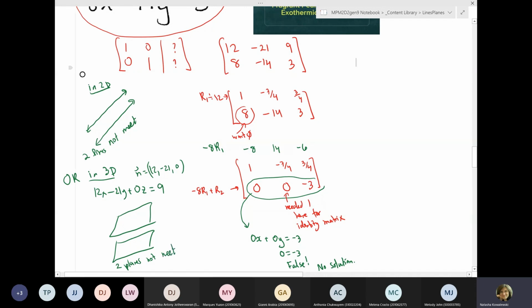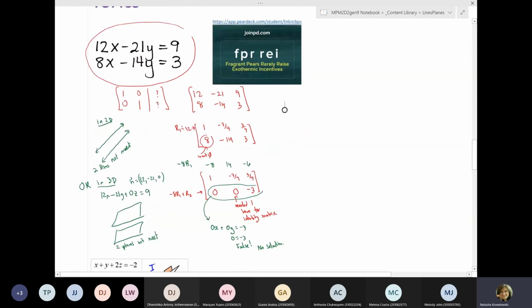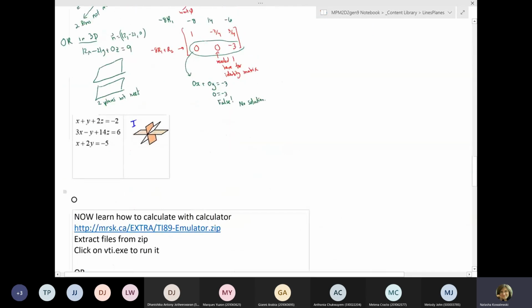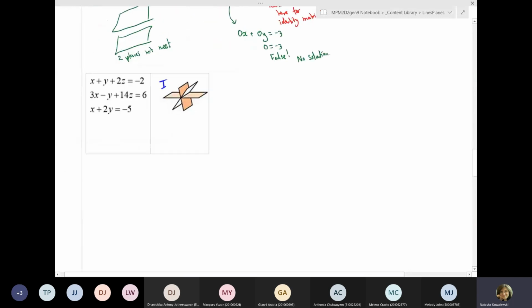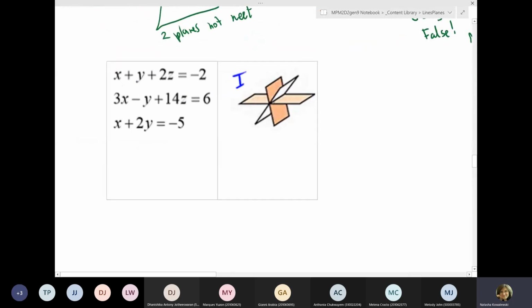Okay, so that could happen. So let's talk about one more. This one we also did yesterday. It was where we had a line of intersection. So there are infinitely many solutions. So this is 3 by 3.